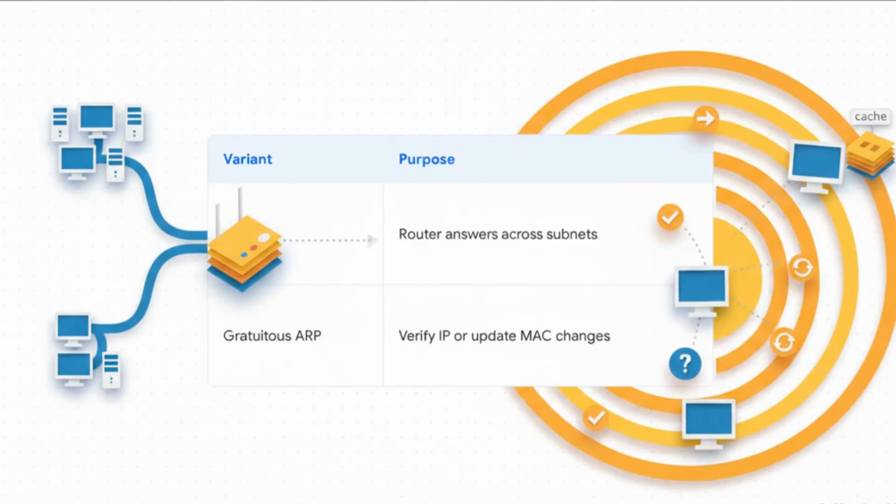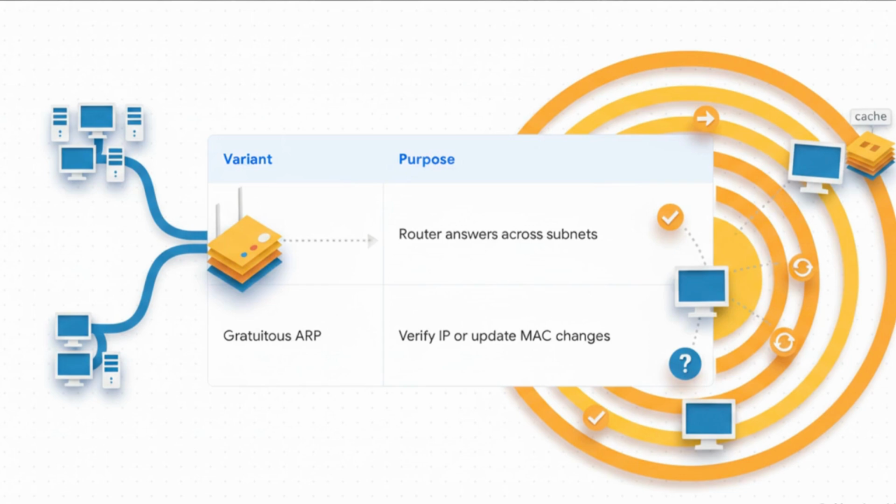But despite those risks, beyond just the basic translation, ARP actually has some incredibly cool variations engineered for specific advanced network setups. Take proxy ARP, for instance. This allows a router to step in and answer requests on behalf of a machine that's in a totally different segment. It enables seamless communication across subnets without the host needing any complex routing tables.